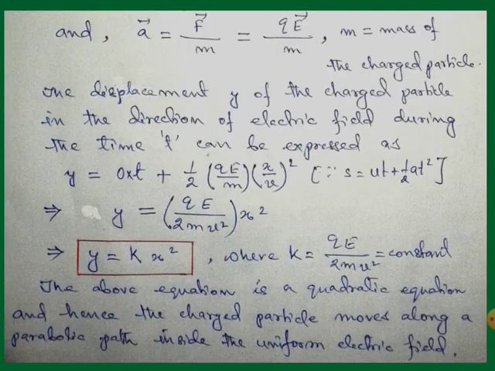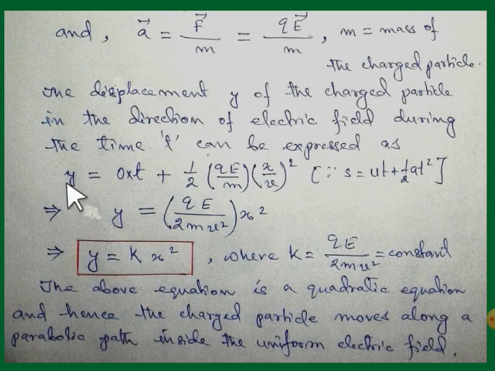Now, the acceleration, as I'm repeating again, is qE by m. The displacement y of the charged particle in the direction of the electric field E, moving during the time t, can be expressed as follows. Now let's put these expressions for t and a into the kinematic equation, s is equal to ut plus half at square.